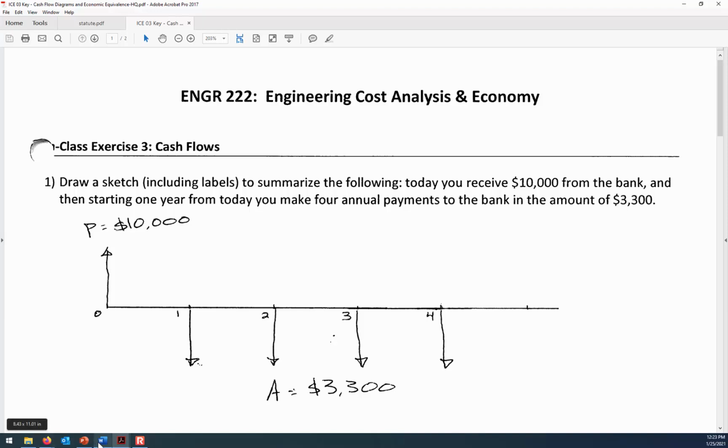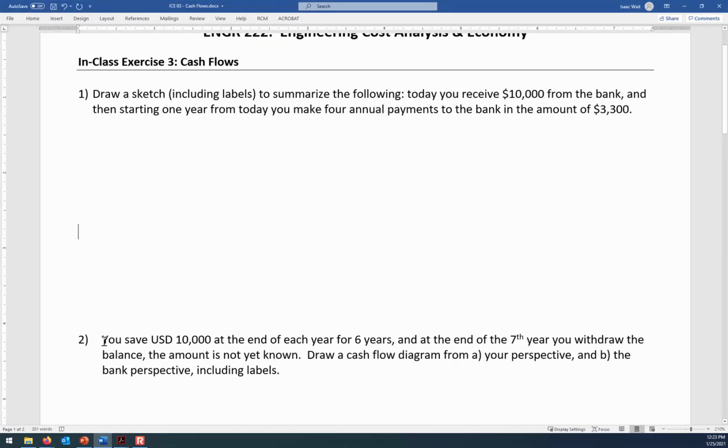All right, question 2. You save 10,000 at the end of each year for 6 years, and then at the end of the 7th year you withdraw the balance. The amount is not yet known. And then you have to draw the cash flow diagram from 2 different perspectives, from your perspective and from the bank's perspective. And it says here to include the labels.